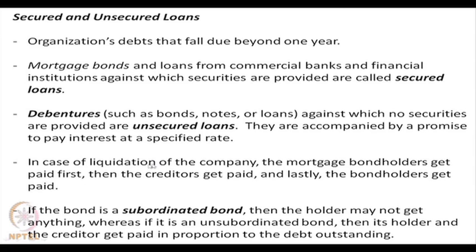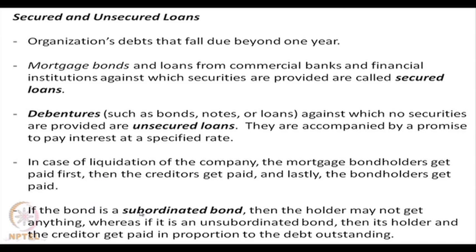Now, in case of liquidation of the company, the mortgage holders and bondholders get paid first, because there is a mortgage signed. There is a secured loan. They are the first set of people who get paid, then the creditors get paid, and lastly the bondholders get paid. That is the unsecured loans. And if still some money is available, the equity shareholders get that money.